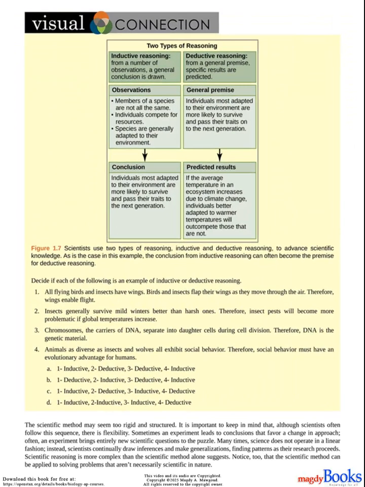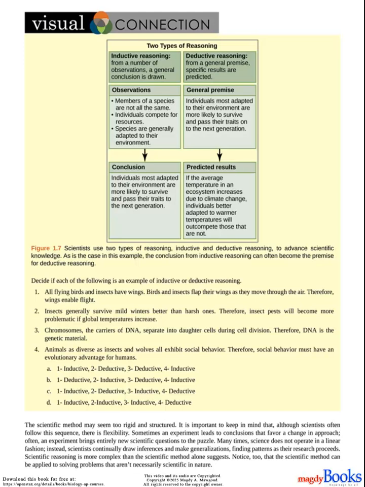Visual connection. Figure 1.7. Two types of reasoning. A. Inductive reasoning. From a number of observations, a general conclusion is drawn. A.1. Observations. 1. Members of a species are not all the same. 2. Individuals compete for resources. 3. Species are generally adapted to their environment. A.2. Conclusion. Individuals most adapted to their environment are more likely to survive and pass their traits to the next generation.